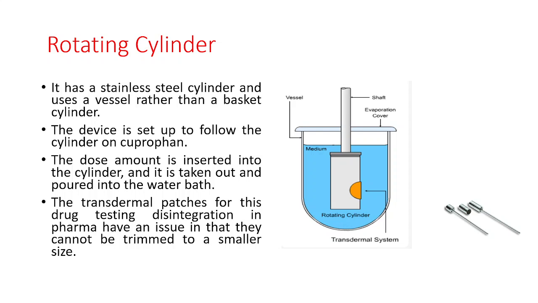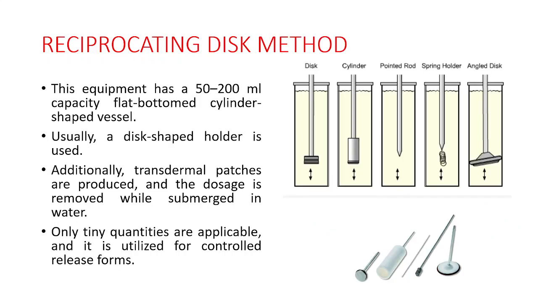The next model is the rotating cylinder. It has a stainless steel cylinder and uses a vessel rather than a basket cylinder. The dose amount is inserted into the cylinder, and it is taken out and poured into the water bath. The transdermal patches for this drug testing have the issue that they cannot be trimmed into smaller sizes.